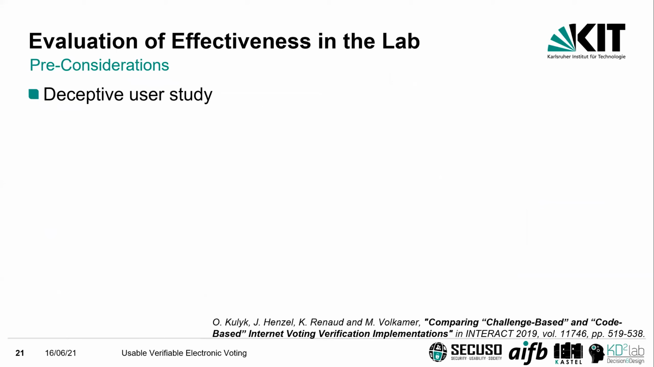Now we wanted to understand whether at least those people that go through all the steps are able to detect manipulations. As I explained before, what we need to do here is to run a deceptive user study, meaning we tell them it's about the usability of a voting system, but we manipulate the voting system in a way that the cast-as-intended verifiability will fail. And the question is whether they detect it.